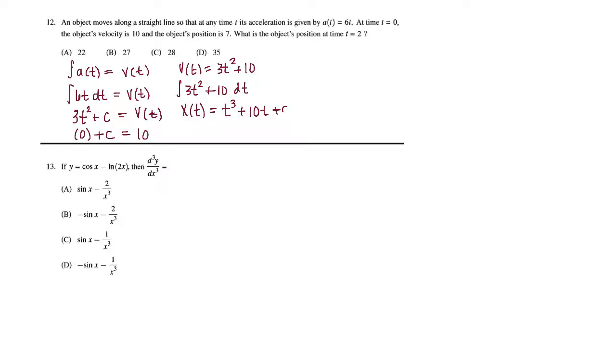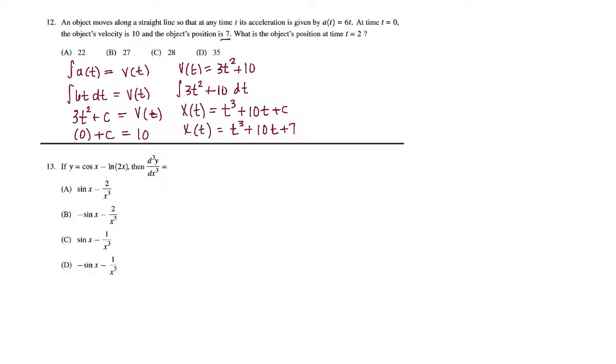plus c again because we need to use our initial condition, and we were told that at time 0 our object's position is 7. And so if we look at this, our time's going to be all blocked out to 0. So our position function, x at t, is going to be t cubed plus 10t plus 7.